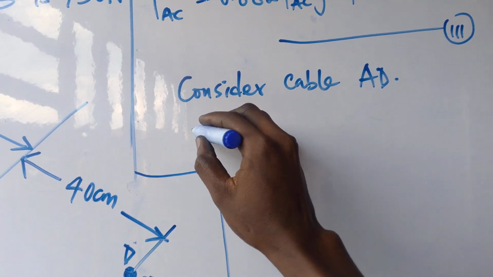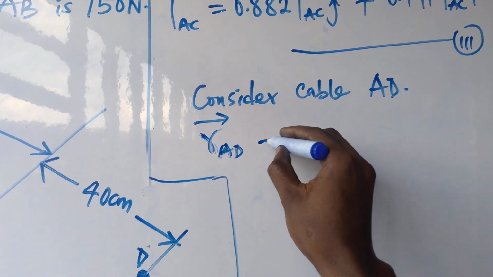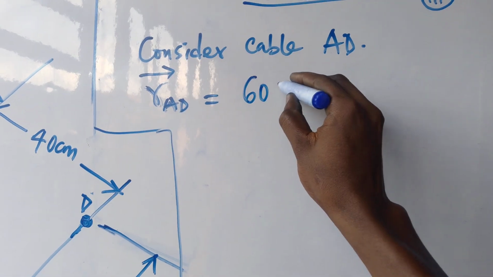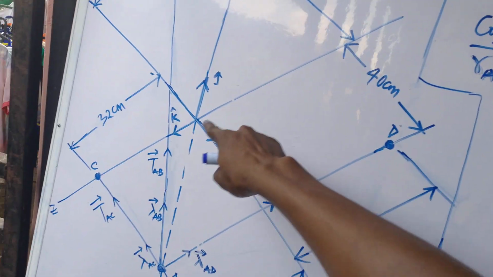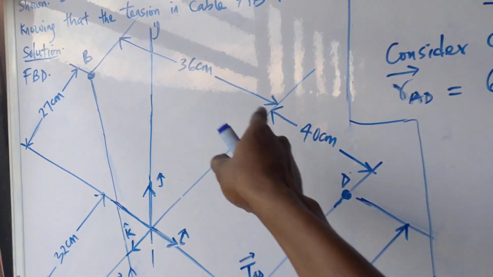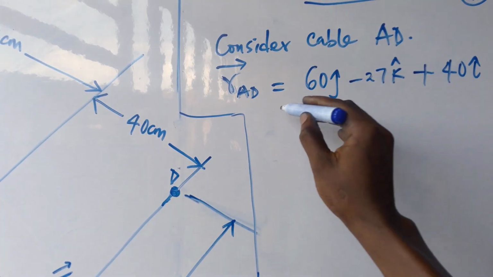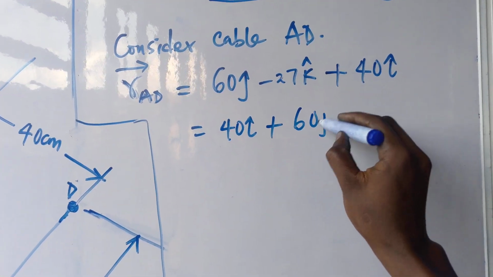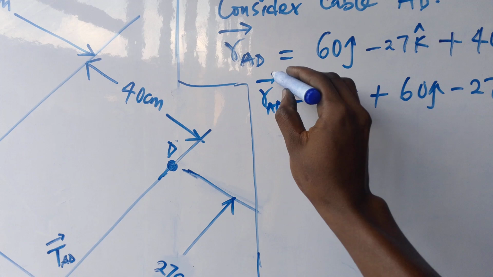So it implies that the position vector RAD will be 60j, then you go this other way, minus 27k, until finally you come down to D, plus 40i. If I read it properly now, that will be 40i plus 60j minus 27k. This is the RAD position vector.